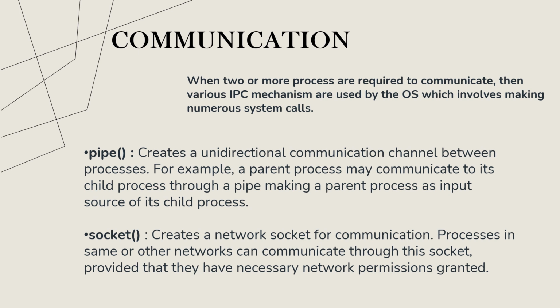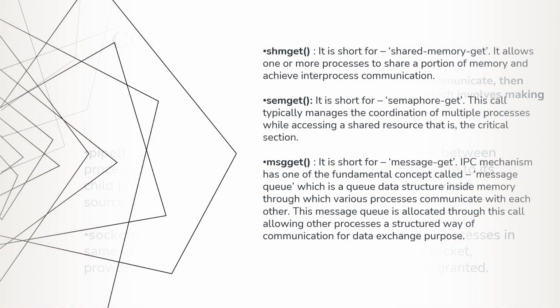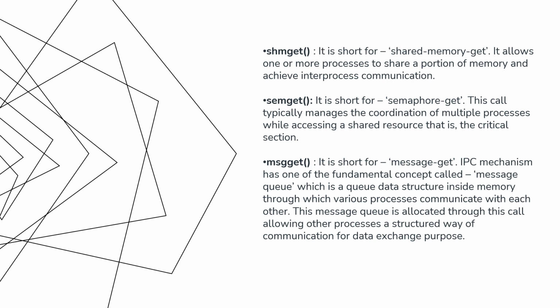Socket creates a network socket for communication. Processes in same or other networks can communicate through the socket, provided that they have necessary network permissions granted. Shared memory get. It allows one or more processes to share a portion of memory and achieve inter-process communication.